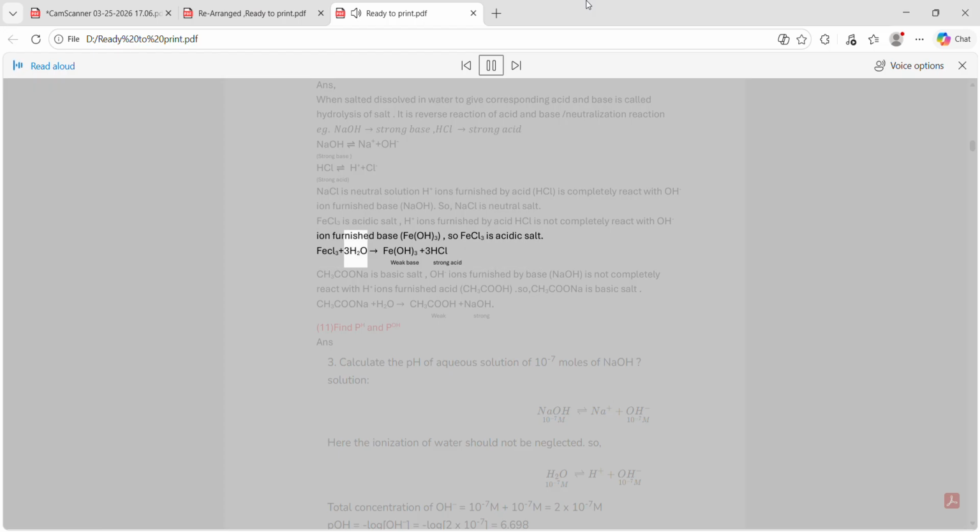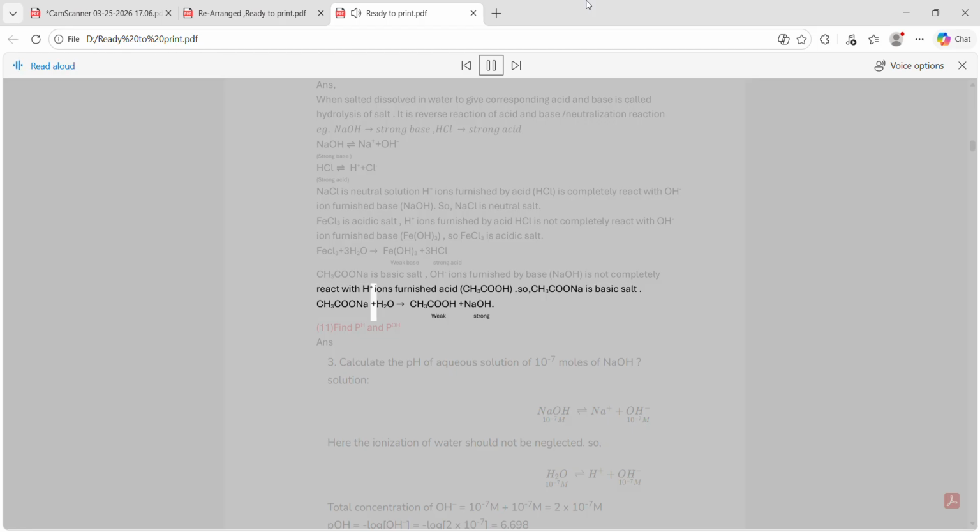FeCl3 + 3H2O → Fe(OH)3 + 3HCl. Weak base, strong acid. CH3COONa is a basic salt. OH- ions furnished by base NaOH do not completely react with H+ ions furnished by acid CH3COOH. So, CH3COONa is a basic salt.